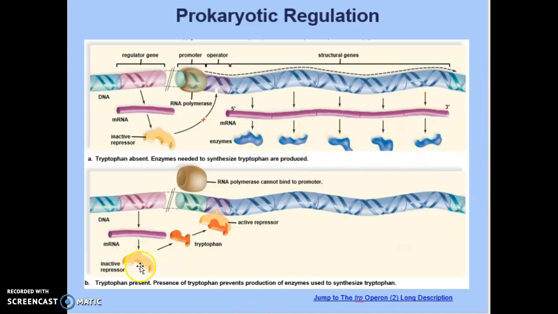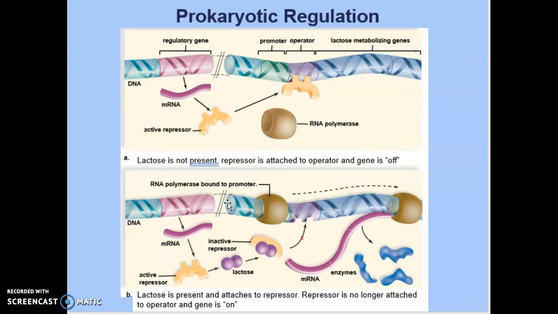When tryptophan is present, it binds to this repressor, and the repressor then binds to the operator, turning the whole process off. So once there's enough tryptophan, this gene is actually turned off by the repressor. It's kind of cool. Self-regulating process. I'll show you another example down here.